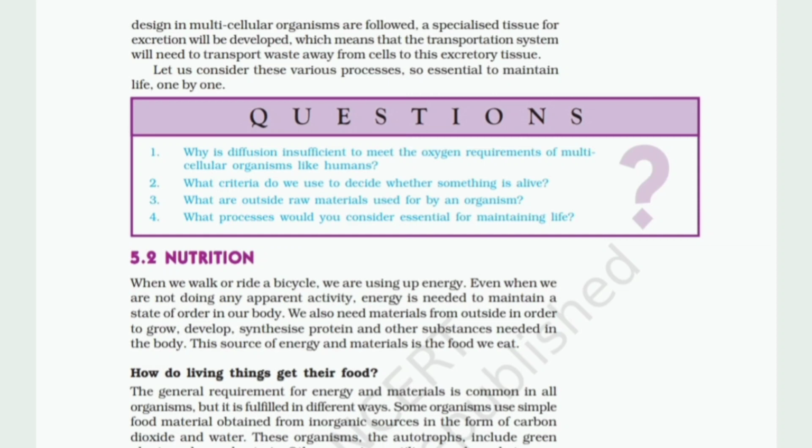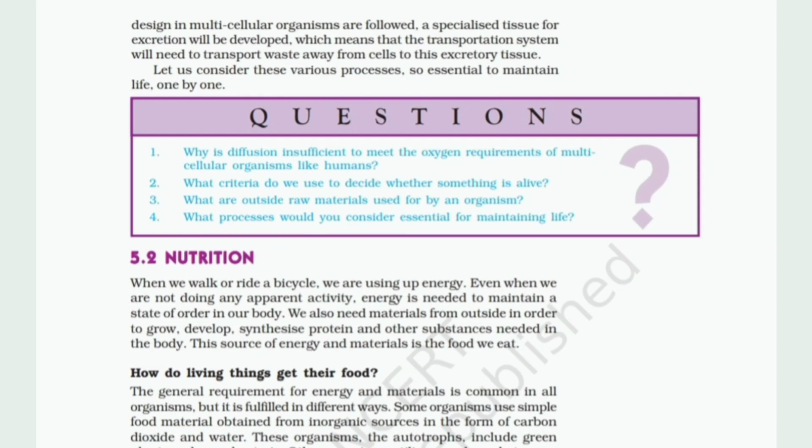Questions. 1. Why is diffusion insufficient to meet the oxygen requirements of multi-cellular organisms like humans? 2. What criteria do we use to decide whether something is alive? 3. What are outside raw materials used by an organism? 4. What processes would you consider essential for maintaining life?